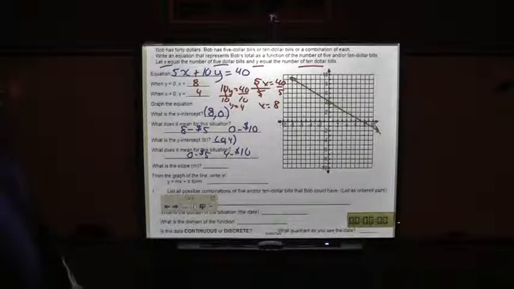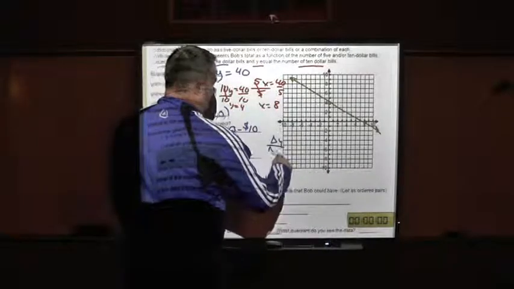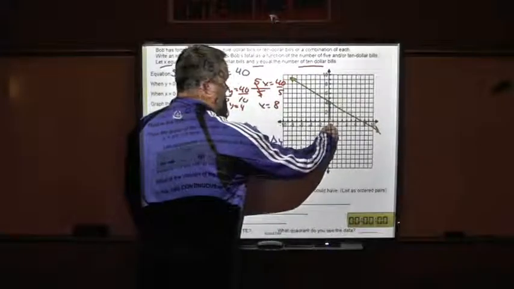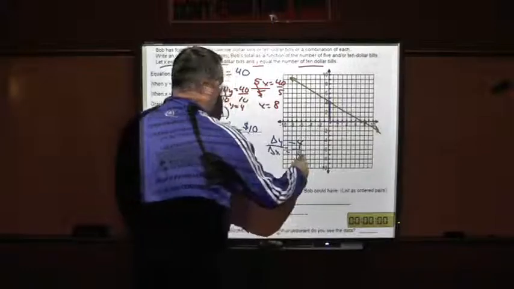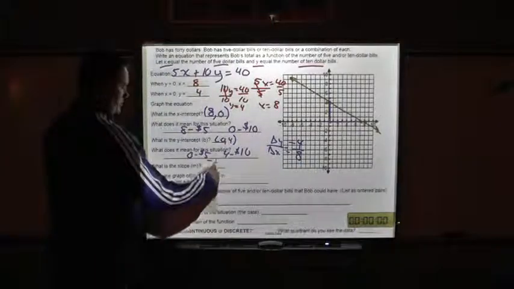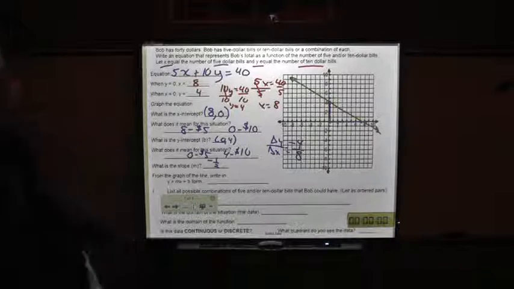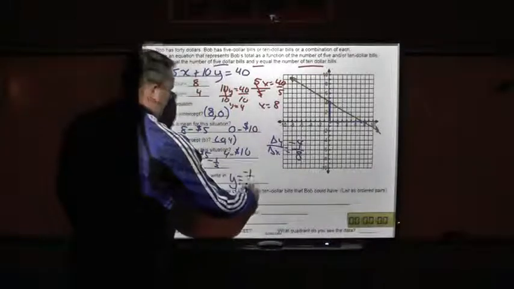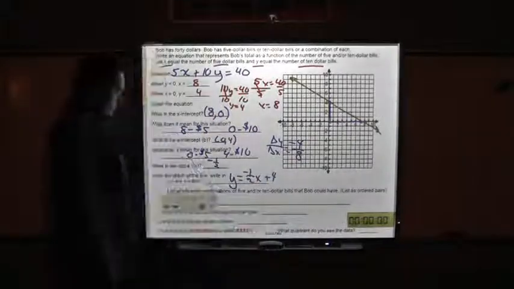Now it asks for the slope. Let's figure that out. Again, changing y, changing x. So, changing y, 4 units down, changing x, 8 units to the right. So that becomes negative 4 over 8, which is negative 1/2. So the equation is y equals negative 1/2 x, and your y-intercept, which is 4.